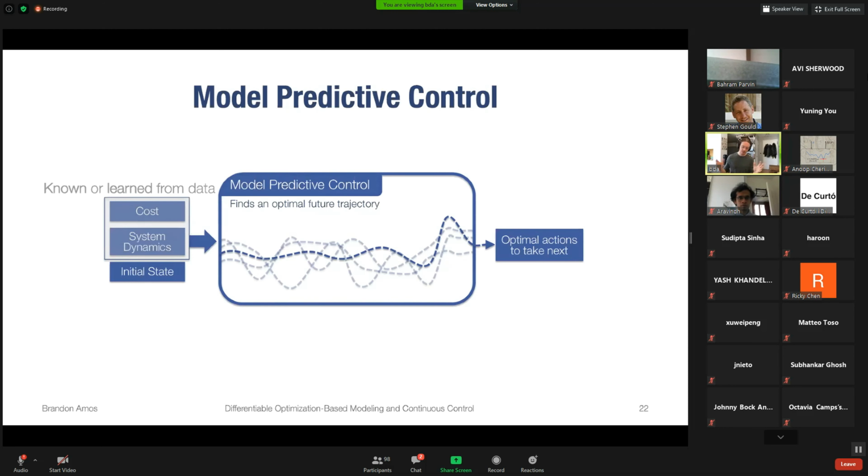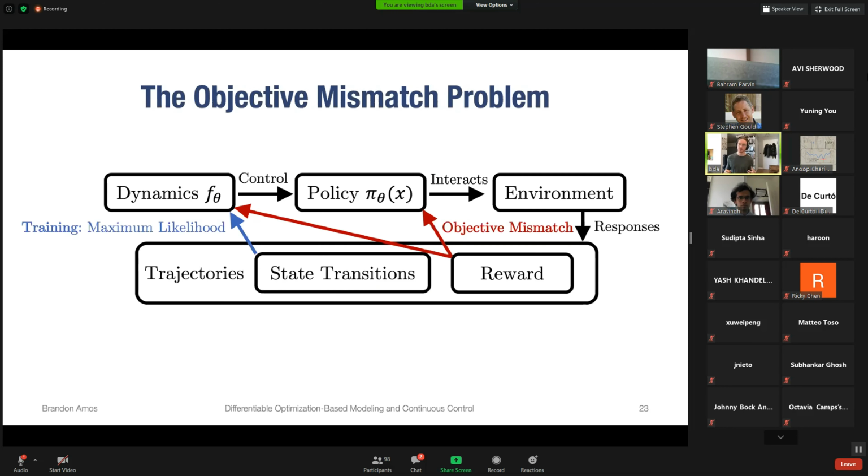One issue, some more fundamental problem in this space when you're learning parts of your control problem or when you're learning components that are going to be put into a controller, is something we're calling the objective mismatch problem. And this problem comes from having a policy that's interacting with the environment and receiving responses from that environment. And the responses come in the form of state transitions and also rewards.